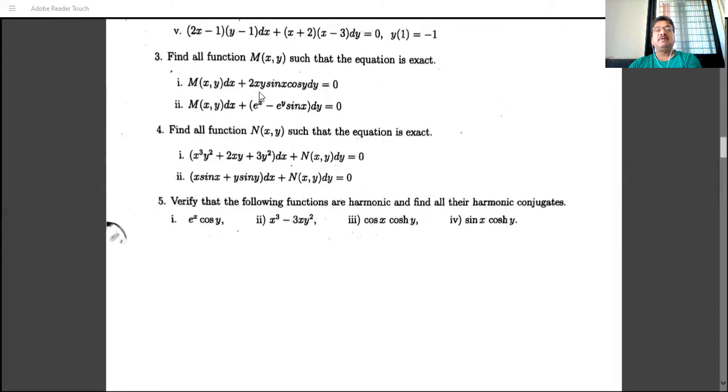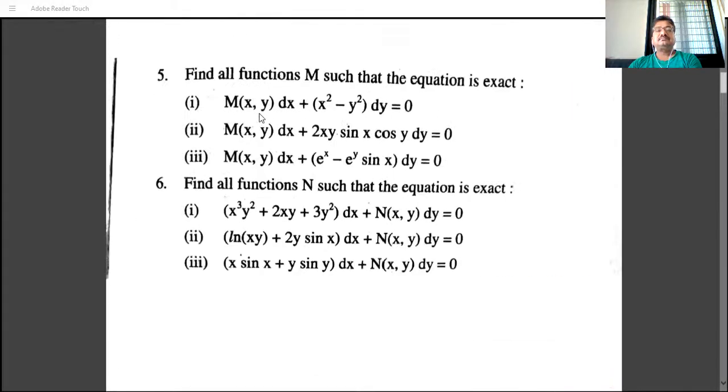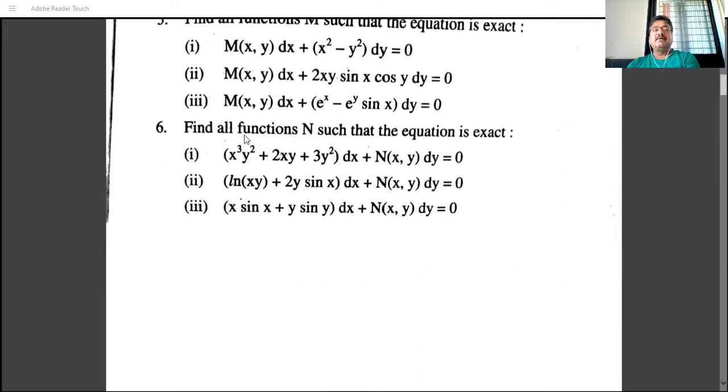Solve the remaining problems, that is problem number 2 and problem number 3. We assume that the differential equation is exact and then find the value of m. Similarly, we have to find the value of n in such a way that the equation is exact.